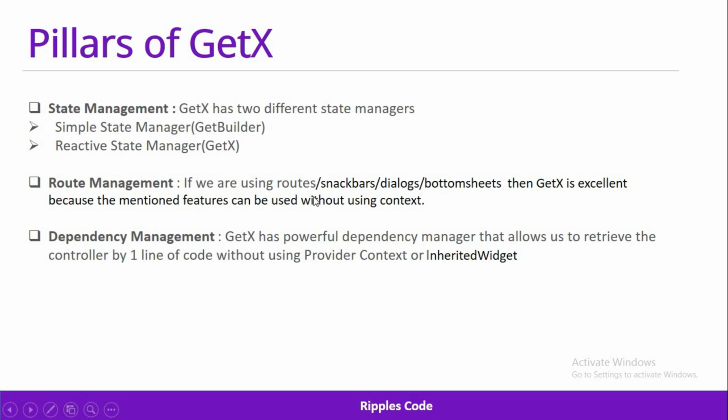If we are using routes, snackbars, dialogs, bottomsheets, then GetX is an excellent choice, because these features we can use without using context. If you have knowledge of Flutter, then you know that we need to use the context while using a snackbar or dialog or bottomsheet. But if you are using GetX, then these things can be accessed without using any context. Now we have dependency management. GetX has a powerful dependency manager that allows us to retrieve the controller by writing one line of code without using any provider context or inherited widget. That is the beauty of GetX.